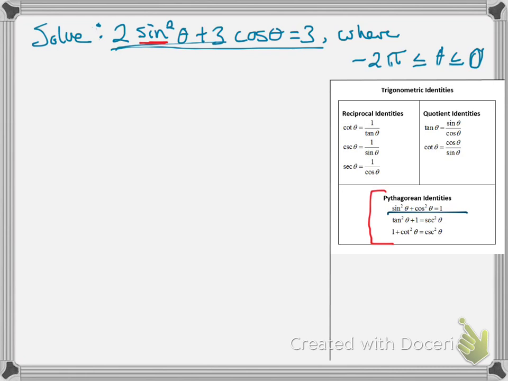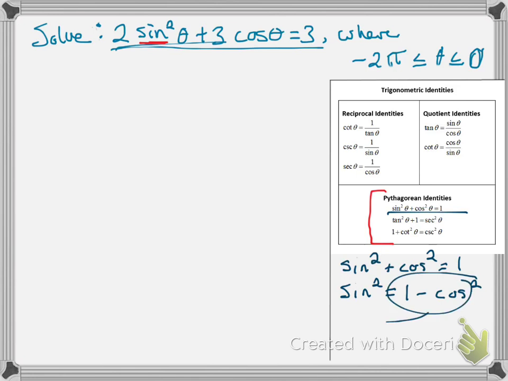So I know that if I can get this equation in terms of one of these trig functions, that would be a good thing. So if I have this sine squared, well, if I know that sine squared plus cosine squared equals 1, then I can just subtract that cosine to get the sine squared by itself. So sine squared theta is going to be the same thing as 1 minus cosine squared, right? So now I can just take this and substitute it into that sine equation.